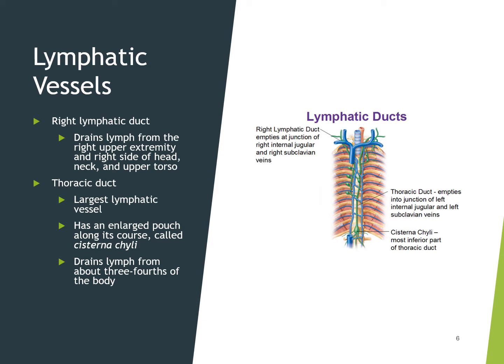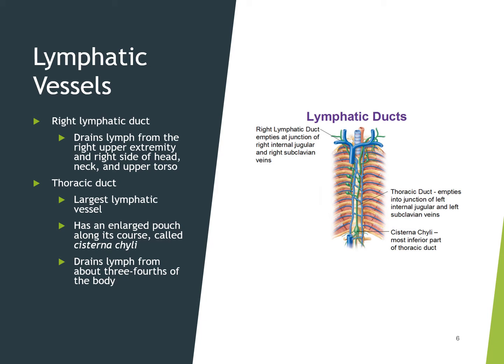On the left side, it's going to dump into the junction where the left internal jugular and the left subclavian vein meet. And on the right side, it's going to dump into the junction where the right internal jugular and right subclavian vein meet. That is going to join into the superior vena cava and will become part of the circulatory system once again.